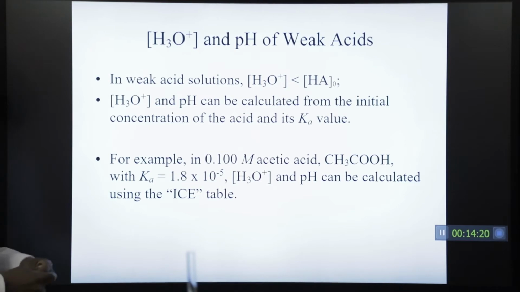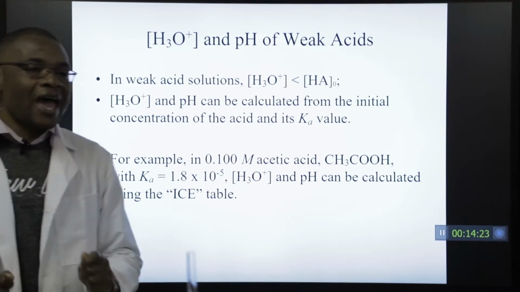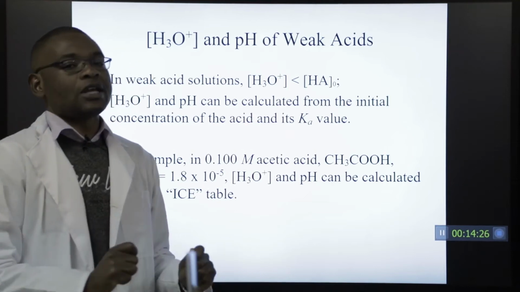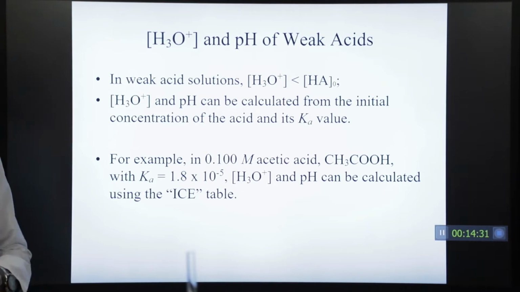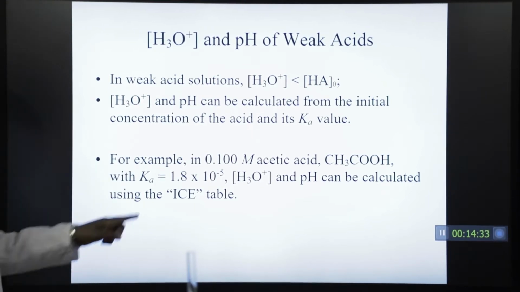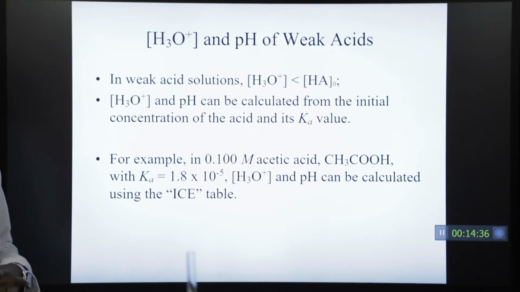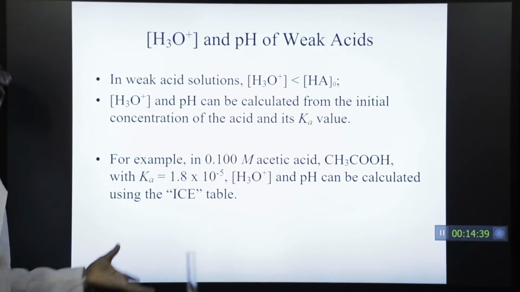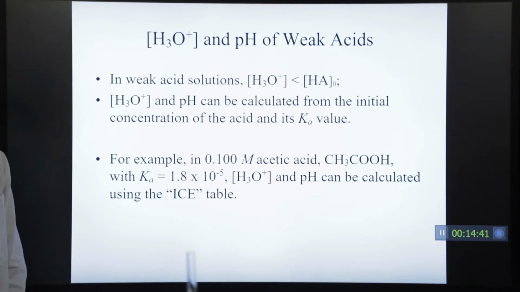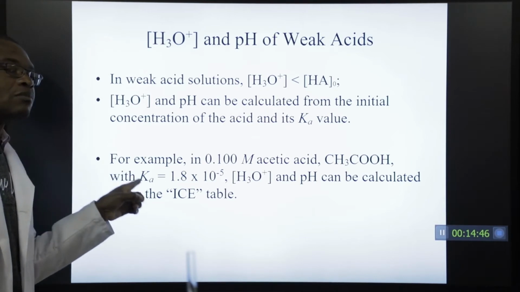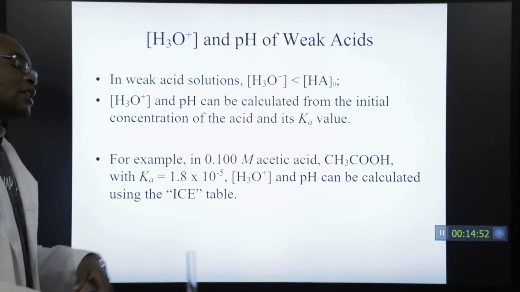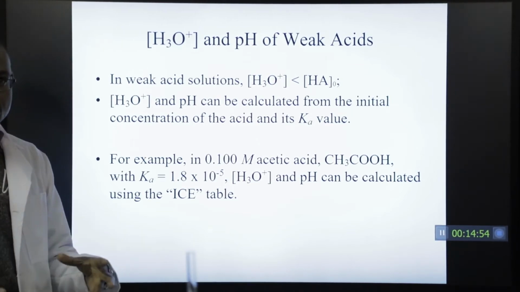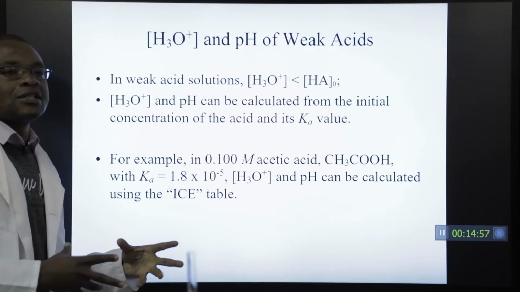Remember yesterday, we agreed that from your acid dissociation constant expression, if you plug in the values of the concentrations of the species at equilibrium, you will find the Ka value. And the Ka value is not just a value for design, it means something really deep, where the magnitude of Ka tells you whether the substance is a strong acid or strong base, or a weak acid or weak base.